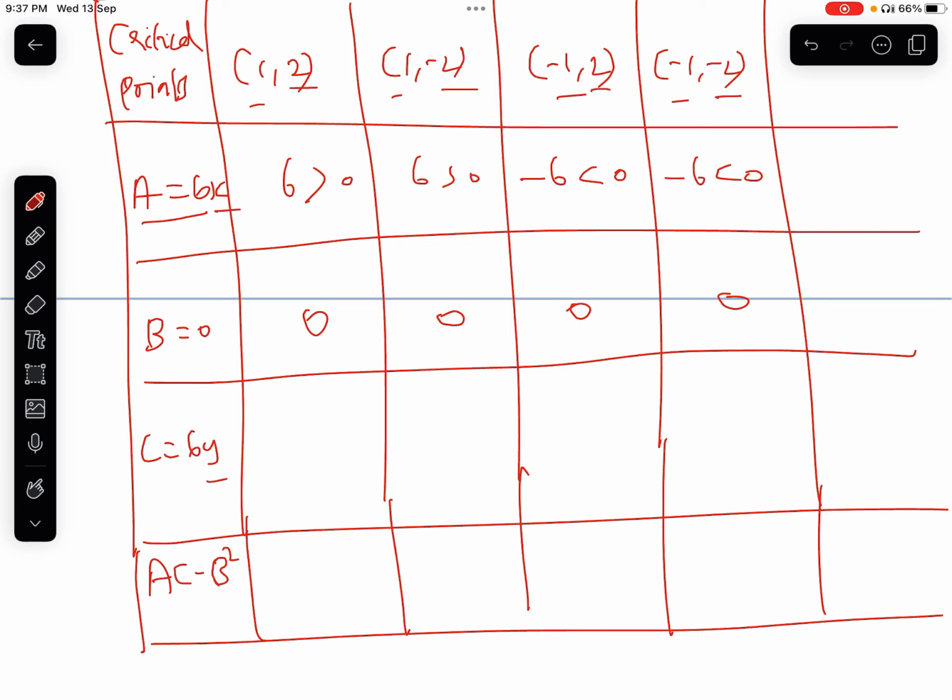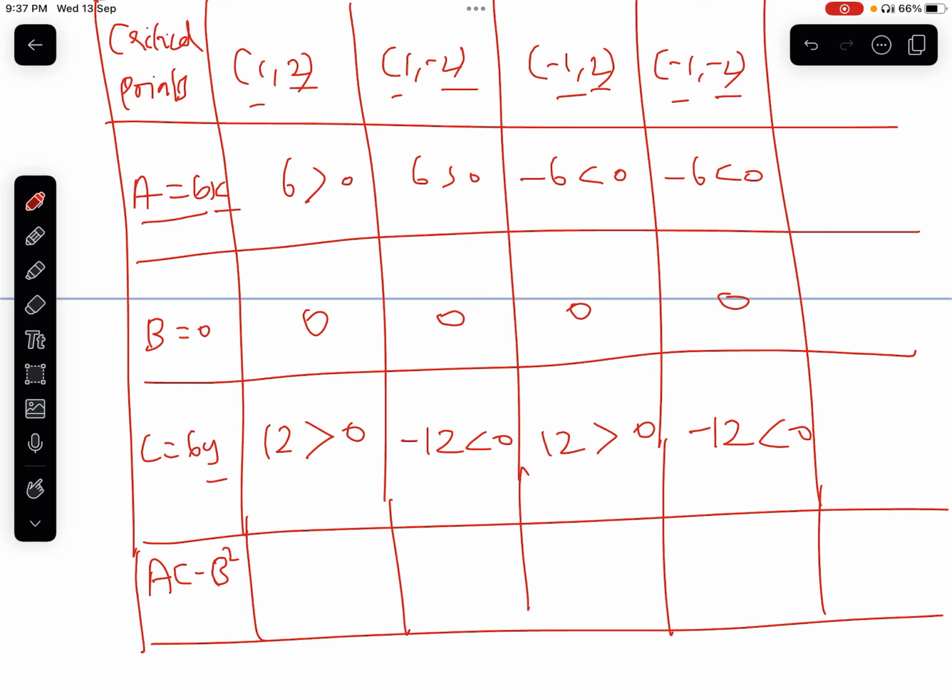So therefore 6 into 2 is 12, which is greater than 0, and 6 into minus 2 is minus 12, which is less than 0. And here 6 into 2 is 12, which is greater than 0, and again here 6 into minus 2 is minus 12, less than 0.